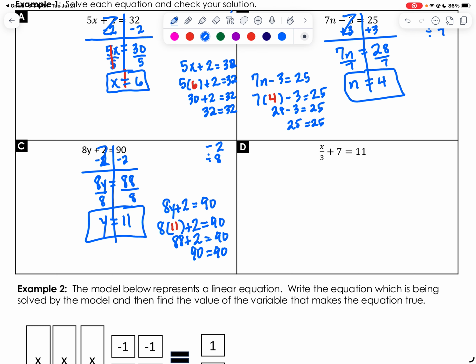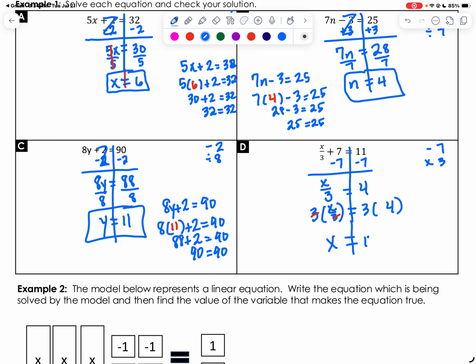In problem D, we have x divided by 3 plus 7. So the opposite of that would be subtract 7 and then multiply by 3. So let's drop our line here, subtract the 7. So we get x divided by 3 is equal to 4. Now I want to multiply both sides by 3. So this 3 will cancel with this 3 and leave me x equals. And over here, 3 times 4 gives me 12.